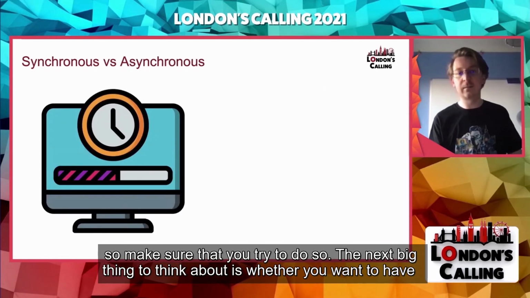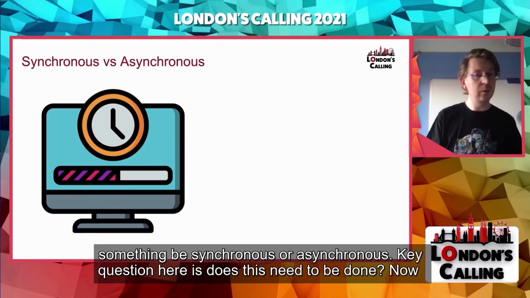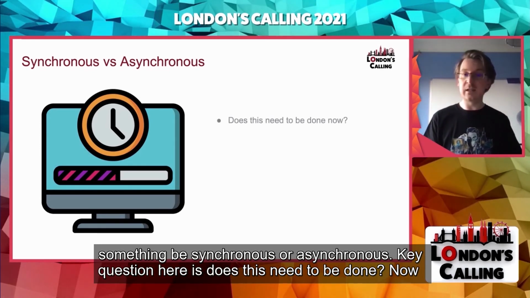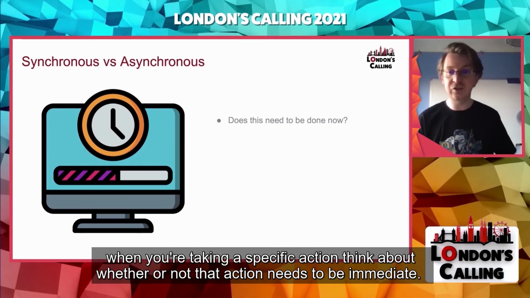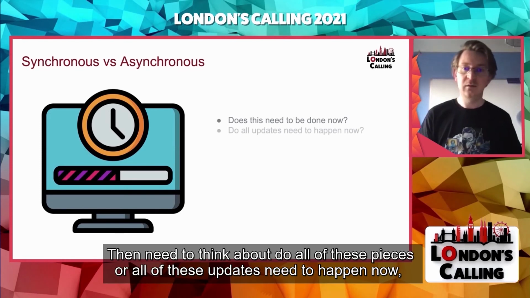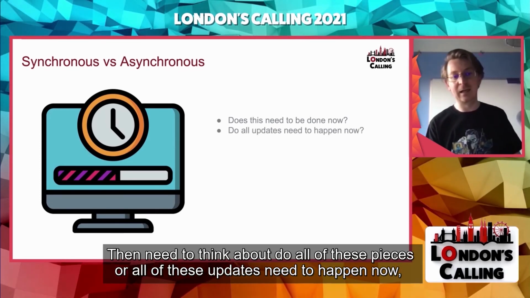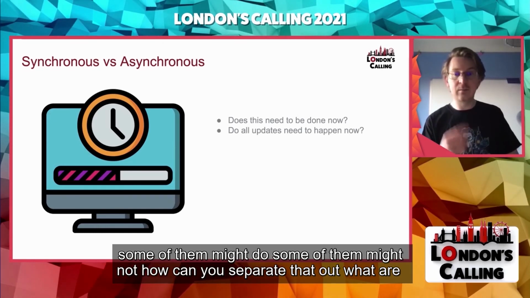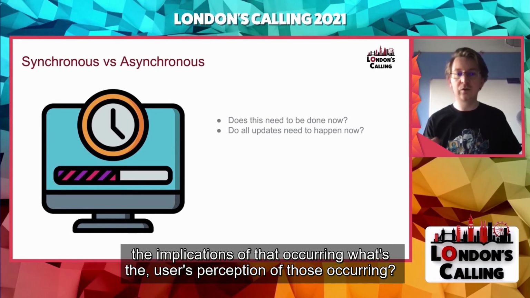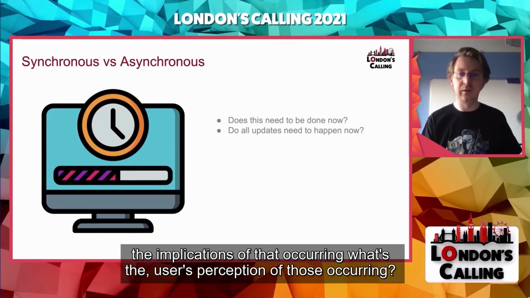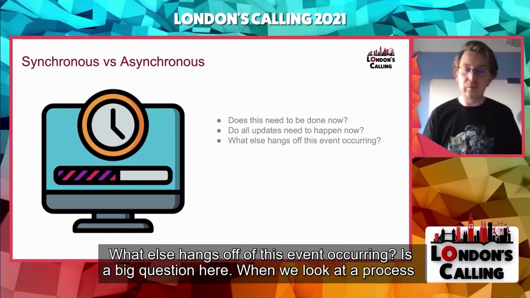The next big thing to think about is whether you want to have something be synchronous or asynchronous. Key question here is, does this need to be done now? When you're taking a specific action, think about whether or not that action needs to be immediate. Then need to think about, do all of these pieces or all of these updates need to happen now? Some of them might do, some of them might not. How can you separate that out and what are the implications of that occurring? What's the user's perception of those occurring?